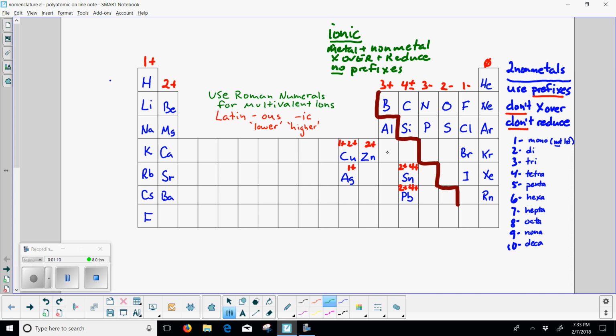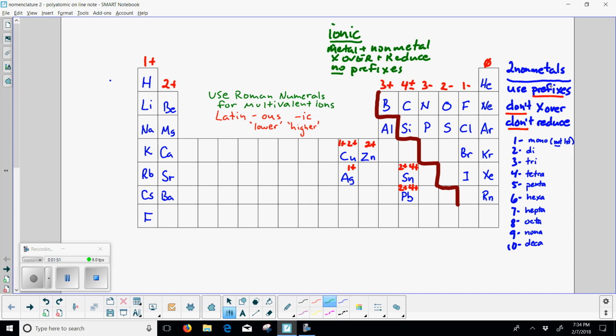Some of the metals have more than one potential valence charge. For those, we typically use the stock method, which is using the Roman numerals. However, you should also be able to do the Latin method, where the "ous" and "ic" endings, the suffixes, mean lower and higher respectively. So if you've got two possible charges, for example, copper or tin or lead, for copper you'd say cuprous oxide or cupric oxide, depending on which particular charge you have in that multivalent compound.